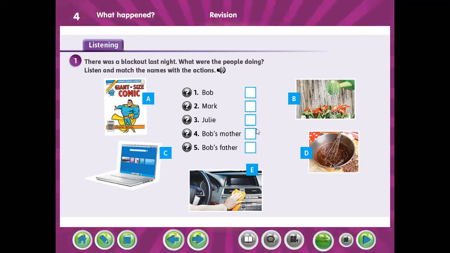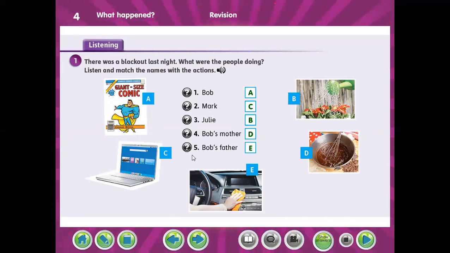Okay, check your answers, please. Bob was reading a comic. Mark was... What action is this? Open your microphones, please. Tell me, what action is this? Mark was surfing the net. Julie was watering the plant. Bob's mother was making a cake. And the last one, cleaning the car.